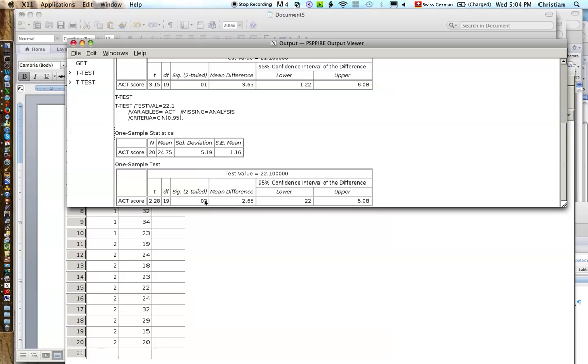So you see, it's a little bit less significant, but it's still below 0.05. So here also we would reject the null hypothesis, and we would conclude that our sample is significantly higher than the California population sample. This was the one sample t-test in PSPP.